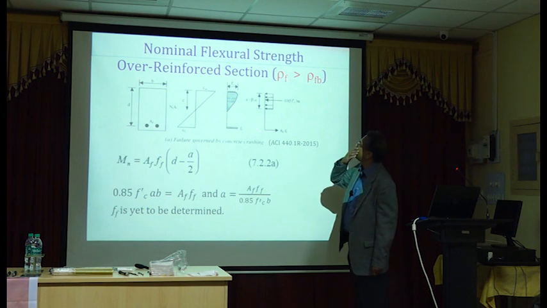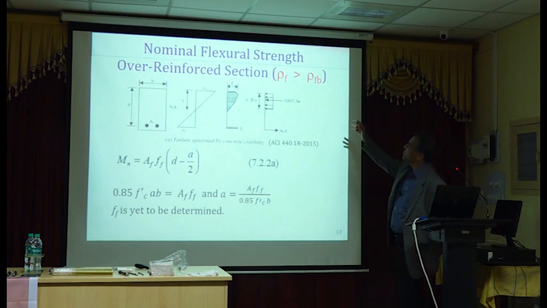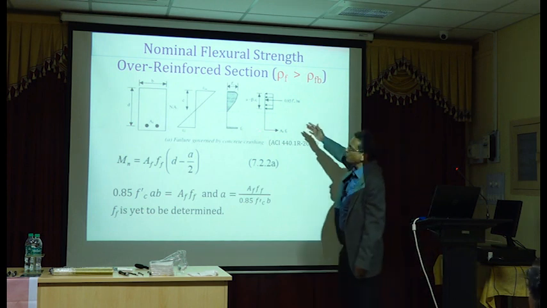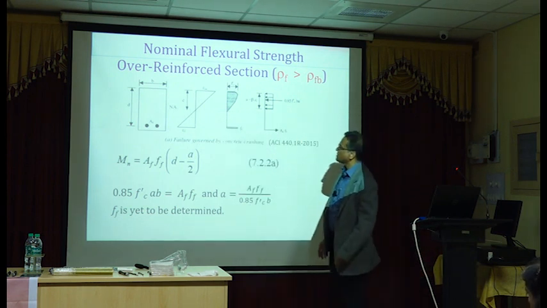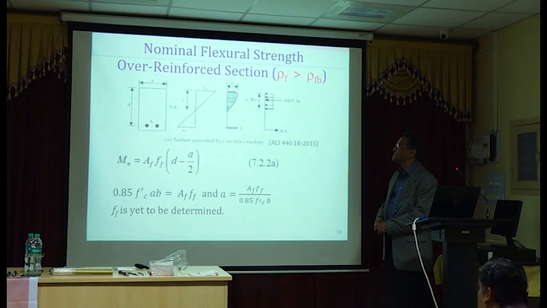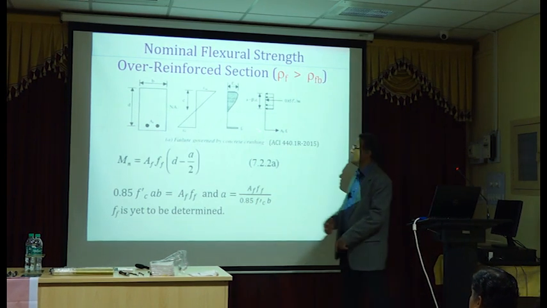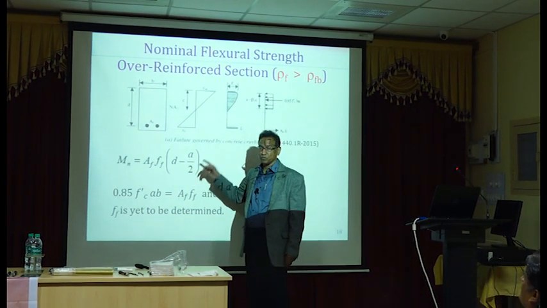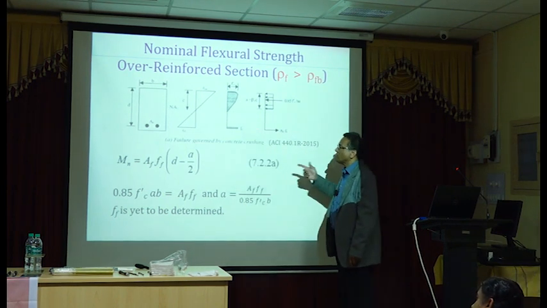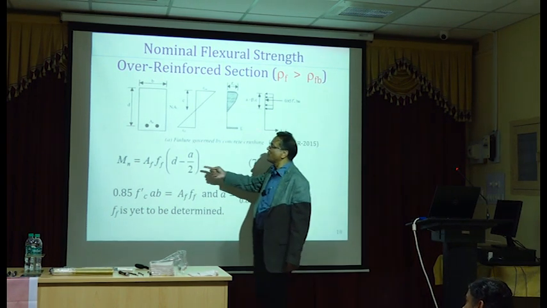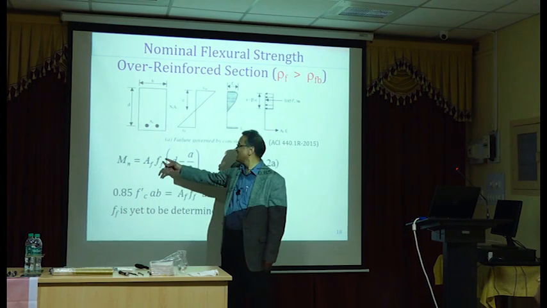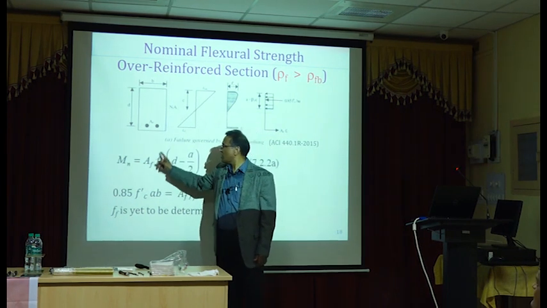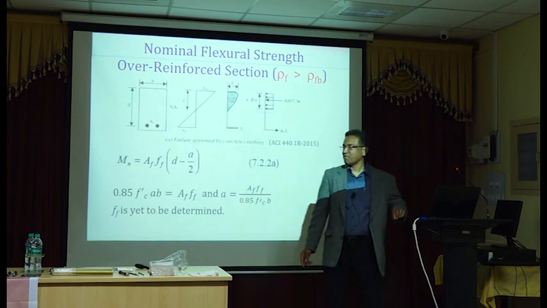So if the reinforcement ratio of the FRP, rho F, is greater than rho FB, then we'll use this method. So the first equation is Mn equals AF times FF times (D minus A over 2). But the problem here is, what's the problem? We don't know FF. Very good. So we are yet to find out the value of FF.